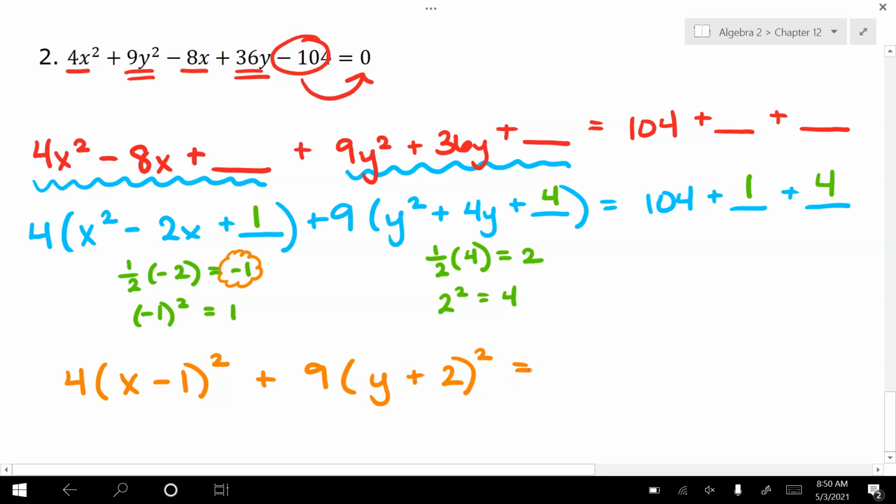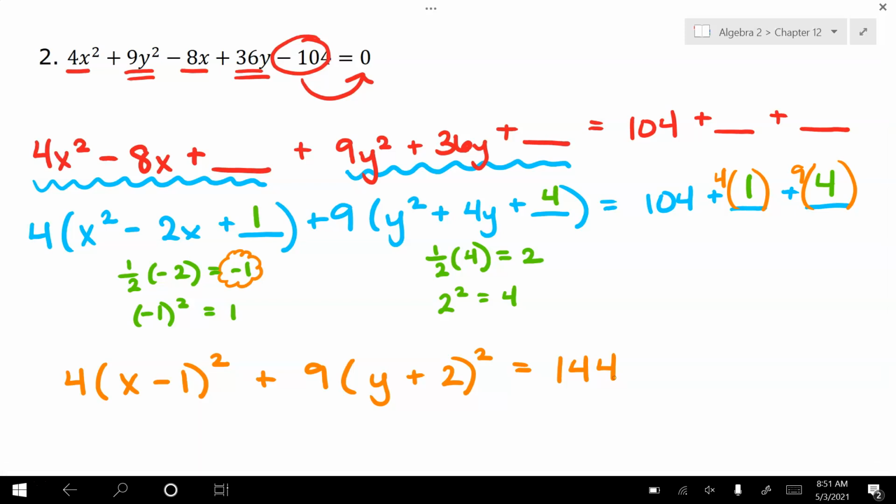And then over here I'm going to add. So 104 plus 1 plus 4. What I also need to do over here, since I took out a 4 and I took out a 9, I need to make sure that I take this times 4 and this times 9. Since I factored it out over here, I want to make sure that I account for that on the right side so that it's all fluid and it makes sense. So this would actually be 104 plus 4 plus 36. And that's equal to 144 when I add those.